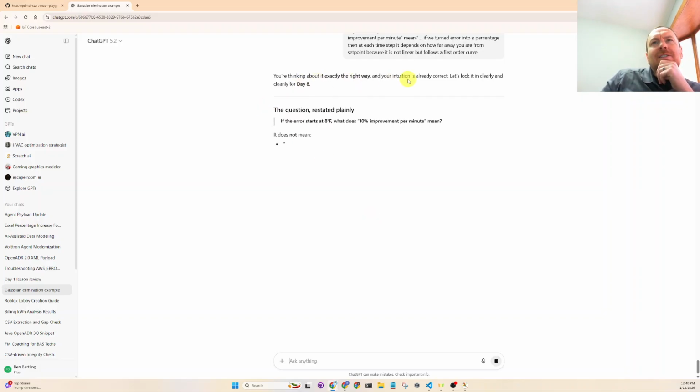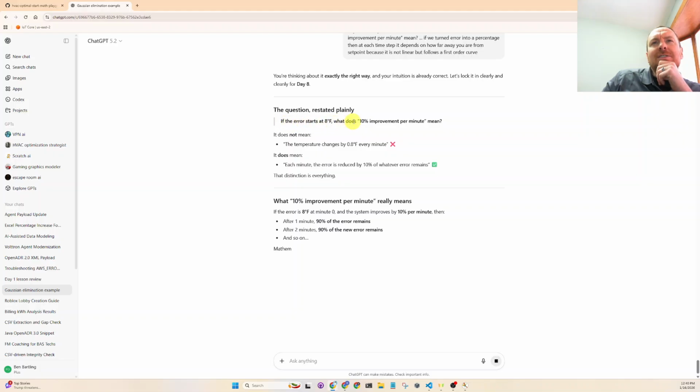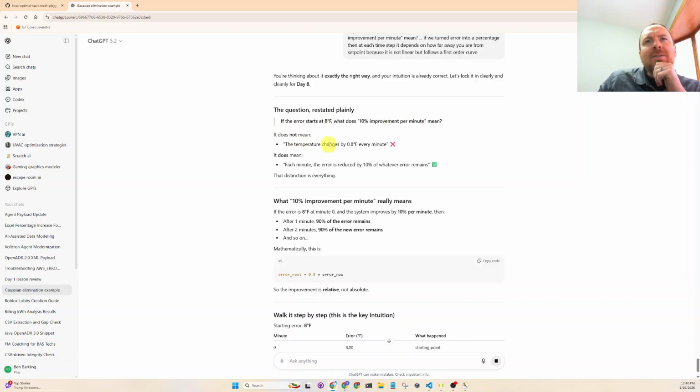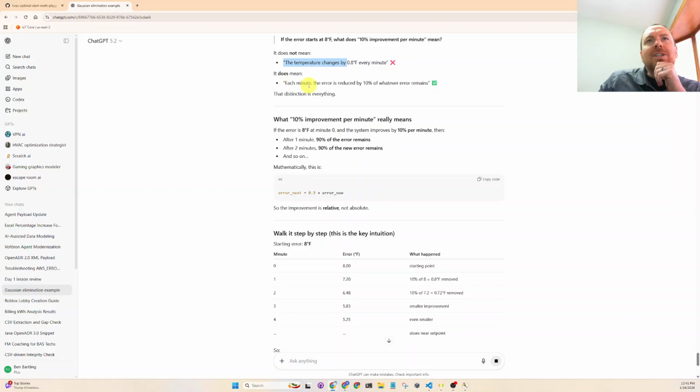If you're thinking about it correctly, the intuition is almost correct, but if the error starts at 8 degrees, does 10% per minute mean it changes 0.8 degrees per minute? It does not. That's like a linear model. Each minute the error is reduced by 10% of whatever error remains. Yeah, cool.